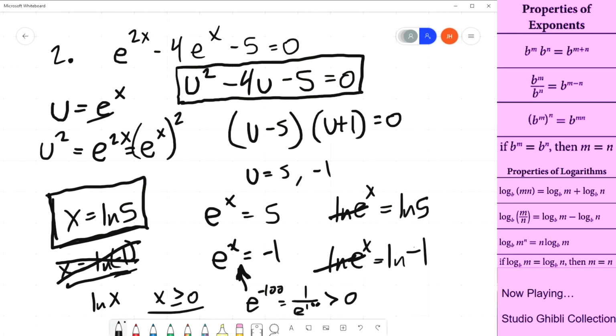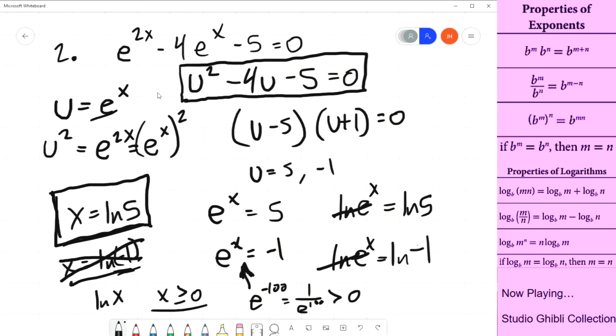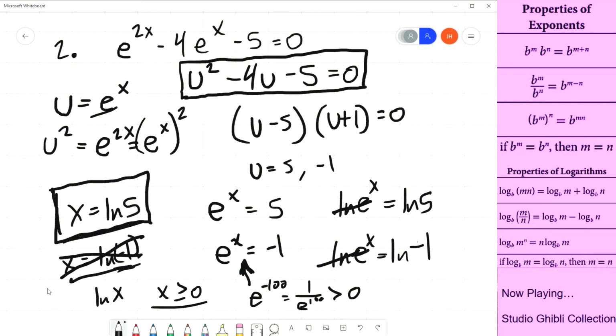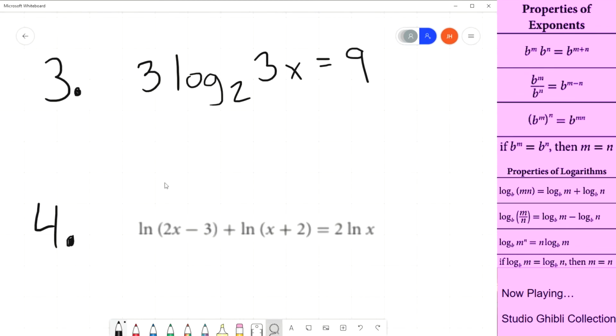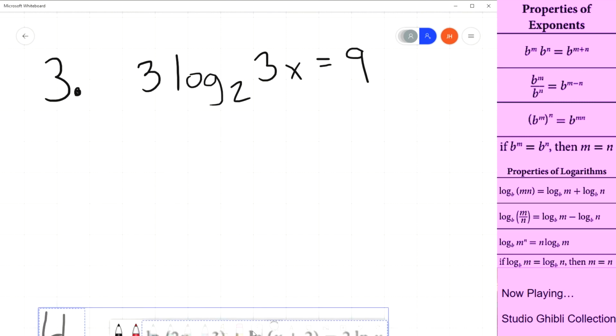So that's a real big algebra problem involving exponentials. Now let's take a look at one involving logarithms a bit more. I'm going to go ahead and lasso this stuff down lower to get it out of our way.